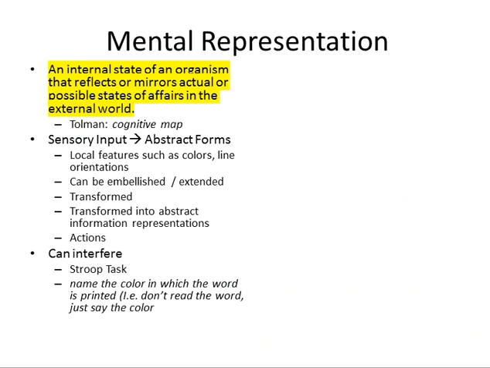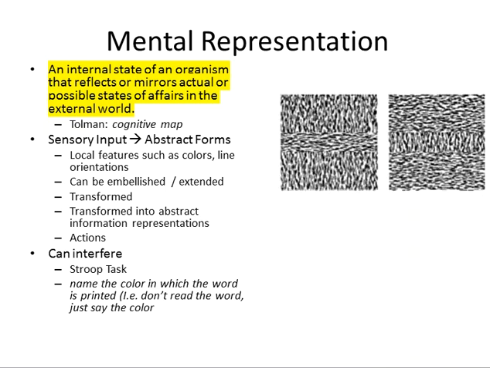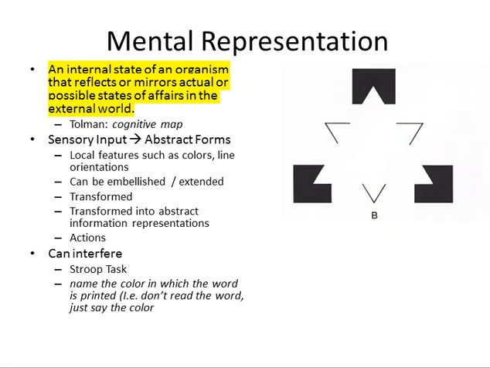Now, mental representation. An internal state of an organism that reflects or mirrors actual or possible states of affairs in the external world. Tolman would call it sort of a cognitive map. So we have sensory input that leads to some sort of abstract forms. Local features such as colors, lines, orientations can be embellished or extended, transformed into abstract information, representations, and actions, and so on. We have mental representation of these.